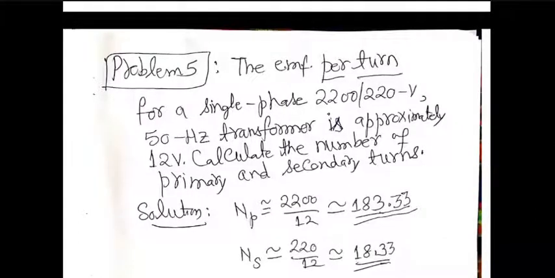No need to think too much. Per turn is 12 volt. So to get 2200 volt, how many turns would I need? 2200 divided by 12. And to get to 220 volt, how many turns would I need? 220 divided by 12. That's it. Done.